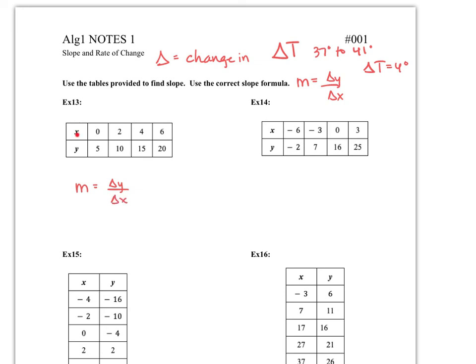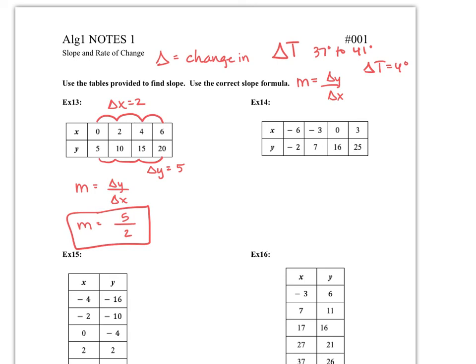So if I look at my x row, x is going from 0 to 2 to 4 to 6. So that means that x is changing by how much each time? From 0 to 2 to 4 to 6 means that x is changing by 2. And so in my fraction, that goes in my denominator. My y is going from 5 to 10 to 15 to 20. That means that y is changing by 5 each time. And so that would go in my numerator. And so my slope would be 5 over 2.